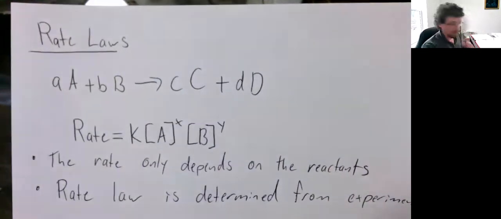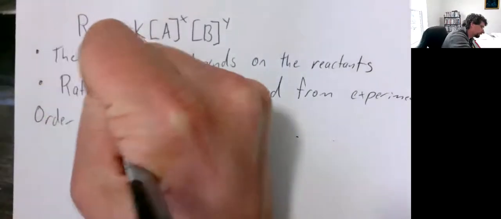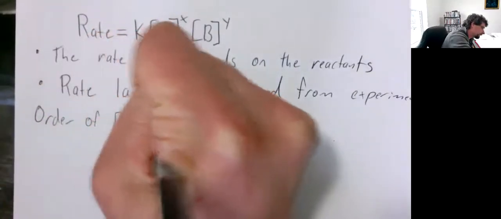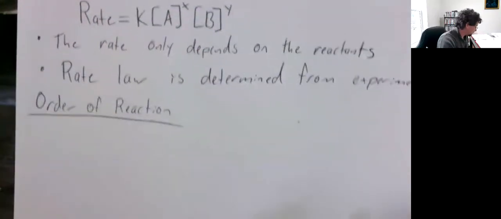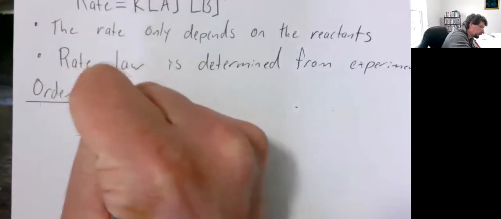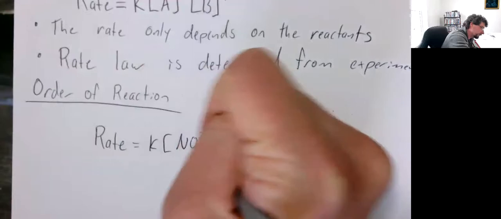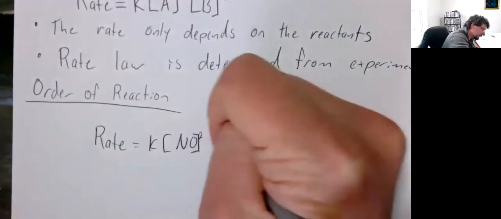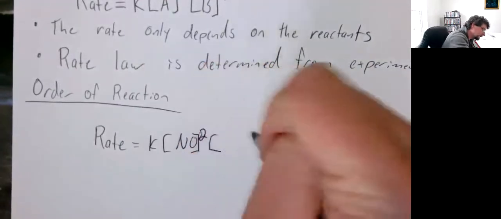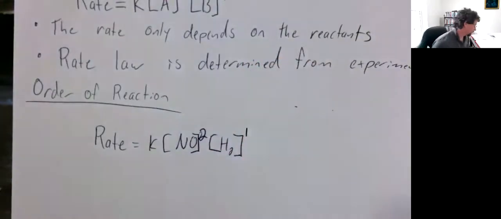Okay, so now let's talk about the orders of a reaction. Let's look at a simple rate law. Let's say we have the rate law: rate is equal to k, concentration of NO raised to the second, concentration of hydrogen raised to the power of 1.